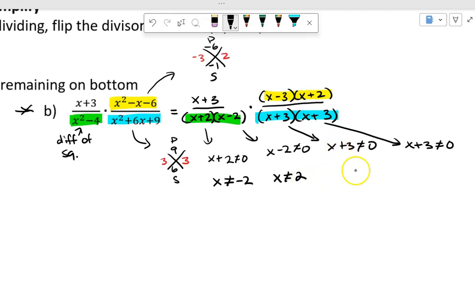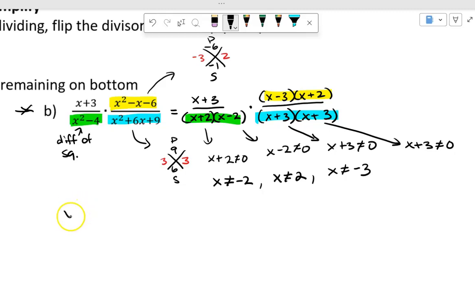Taking a look at x plus 3 does not equal 0. Subtracting 3 from both sides, x cannot equal -3. And then finally, I see the same factor repeated, which means I'm going to get the same answer, x can't equal -3 again. So I have now excluded from my domain, which I will include in my final answer. But I'm going to rewrite this.